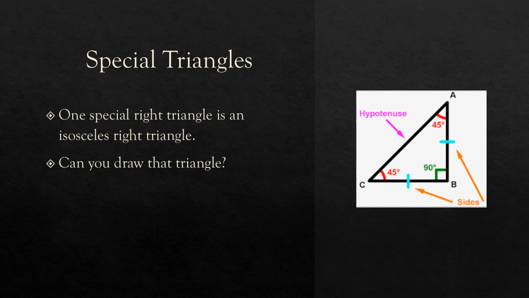This is used often in science or engineering because it is half of a square. These sides would be the same length, and so a square cut in half is this isosceles right triangle. It's also often called a 45-45-90 triangle because those are the measures of the angles: 45 degrees, 45 degrees, and 90 degrees.